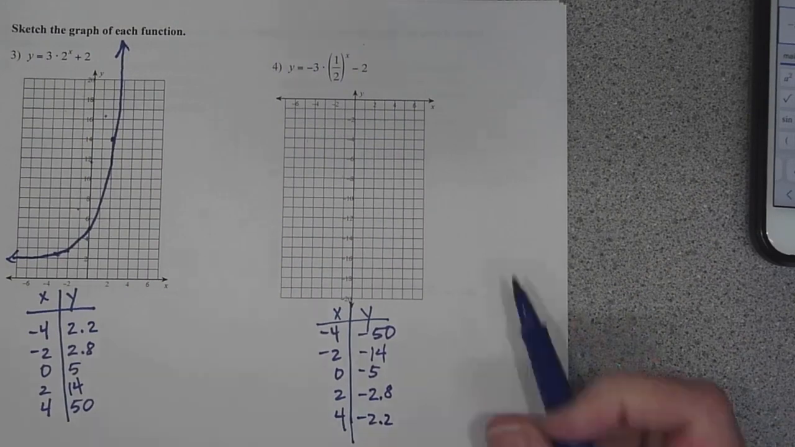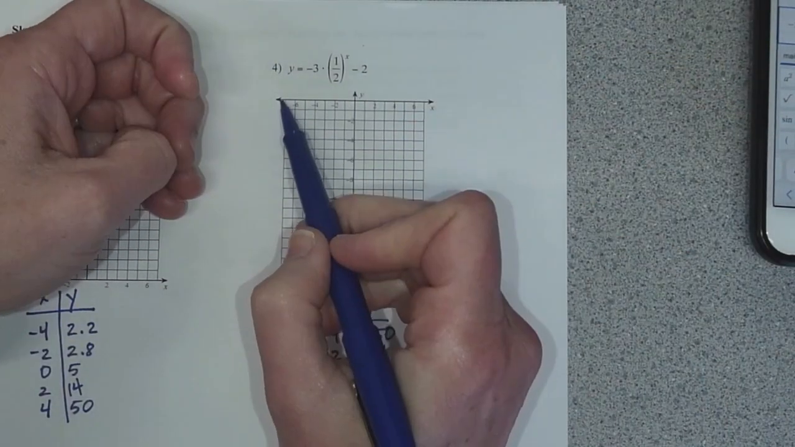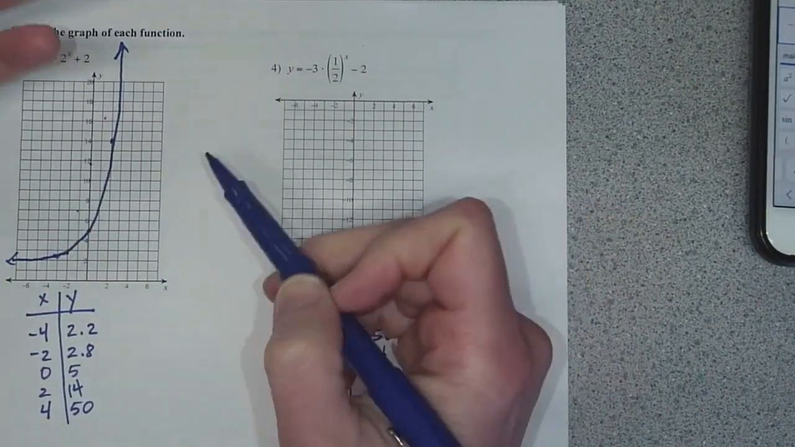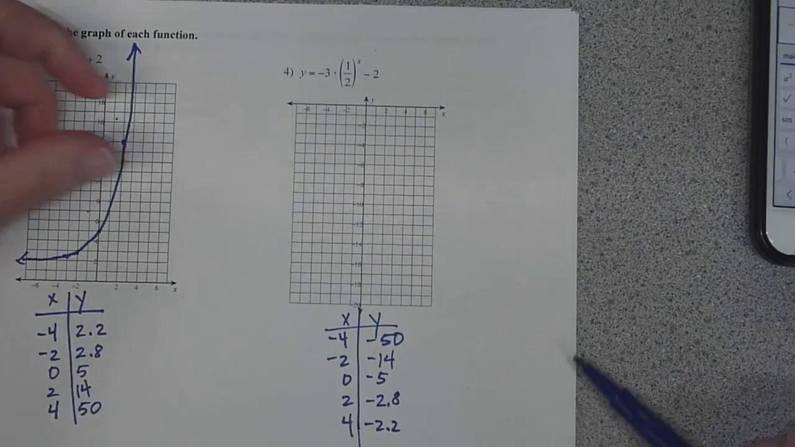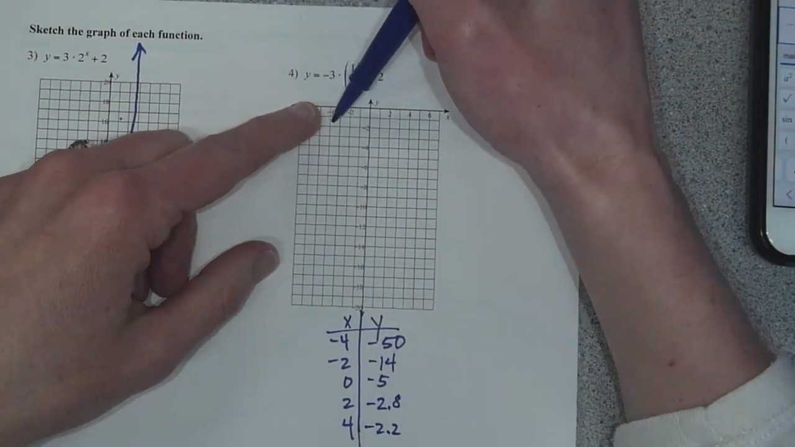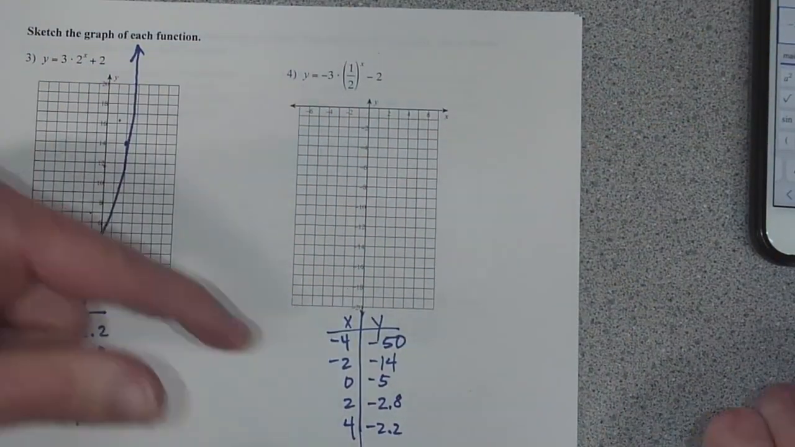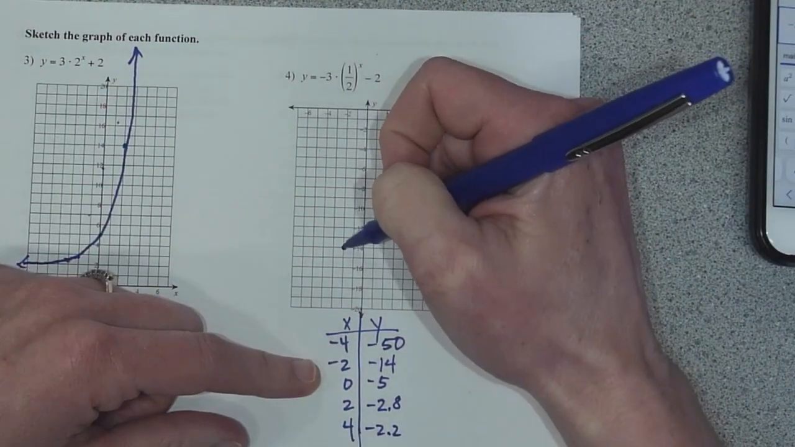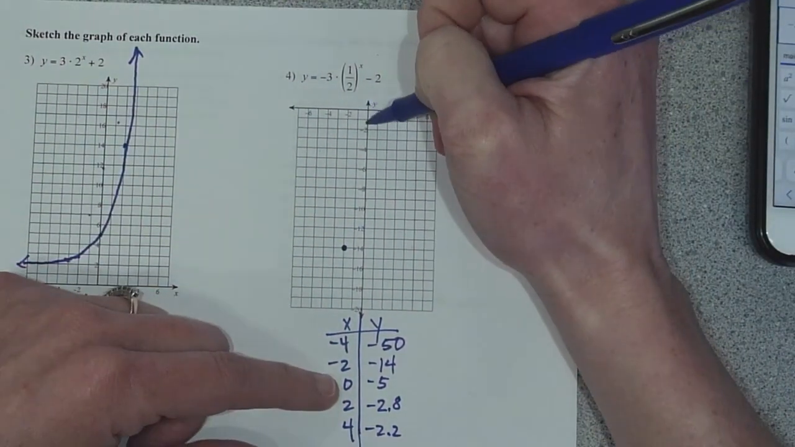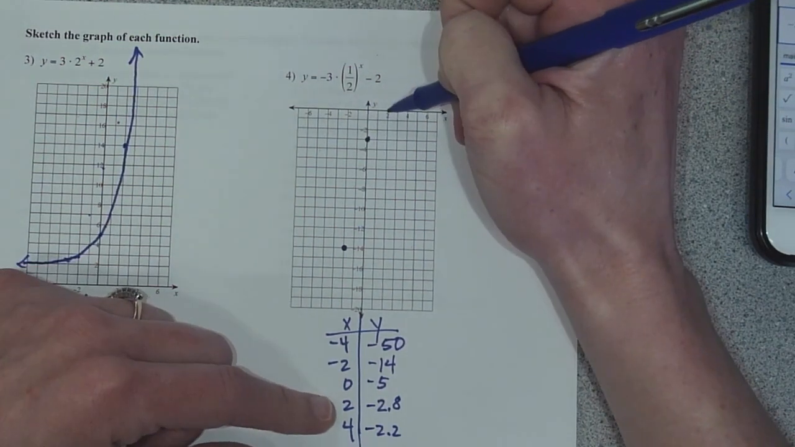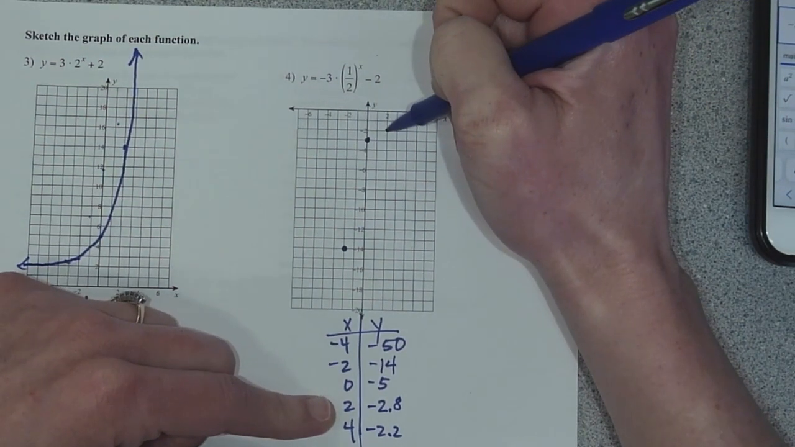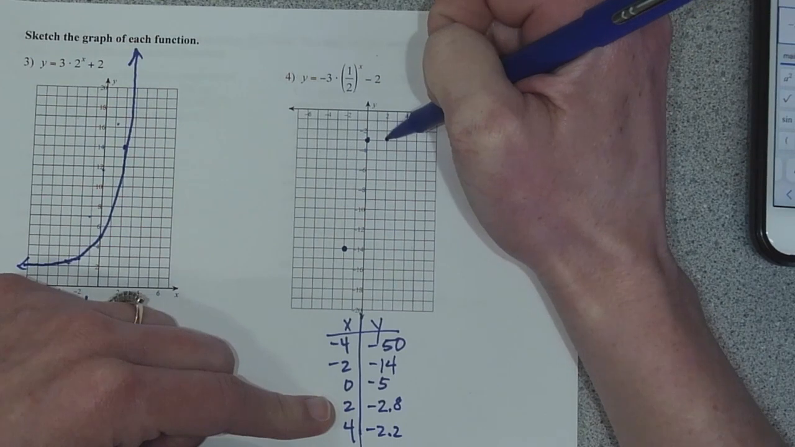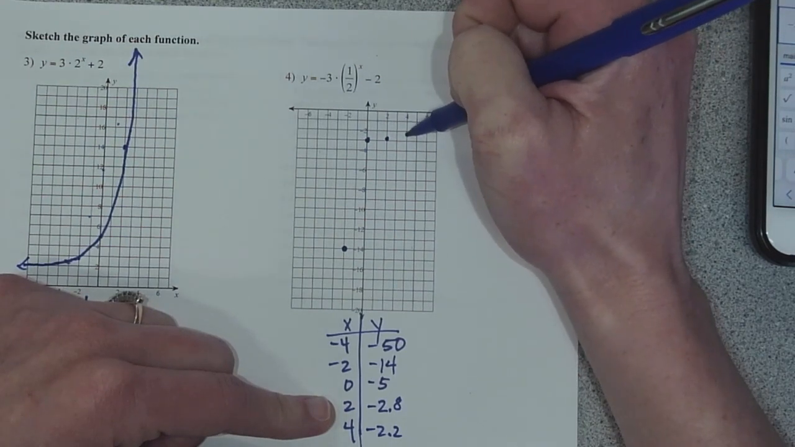Now the fun part, we get to graph. It looks like it's all below the x-axis. Remember, the x-axis is way up high. You just have to look for it sometimes. Here it was down low. So negative 4, negative 50. Oh, that's not going to fit on there. So let's move to the next one. Negative 2, negative 14. There we go. 0, negative 5 will be here. 2, negative 2.8 will be about right here. And 4, negative 2.2 will be about right there.